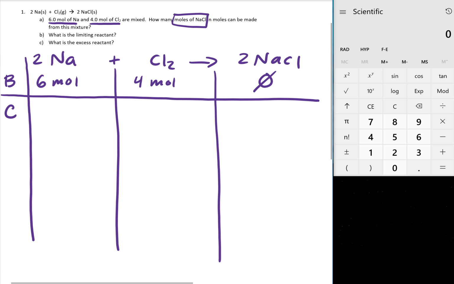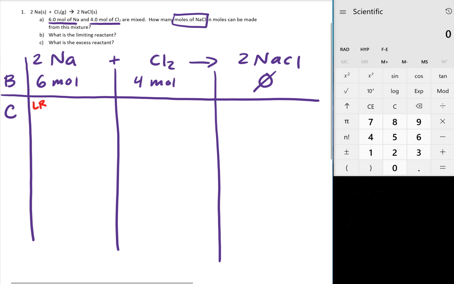Now for the change row, or your coefficient row. This is where the limiting reactant comes into play. You don't know which one the limiting reactant is. You don't know if it's sodium. You don't know if it's chlorine. So when you get to these situations, I want you to test the first reactant and label it as a limiting reactant. Not saying that it is going to be the limiting reactant, but we're going to see what would happen if it was the limiting reactant.